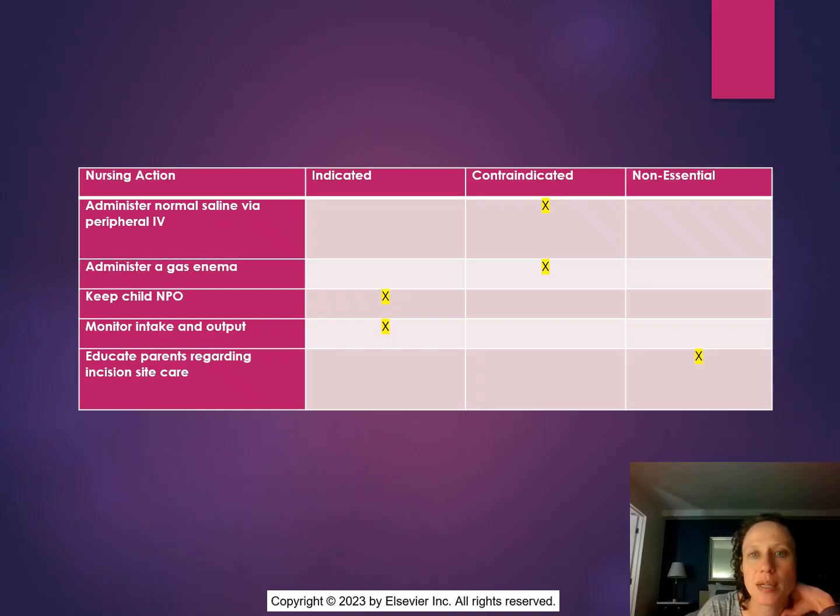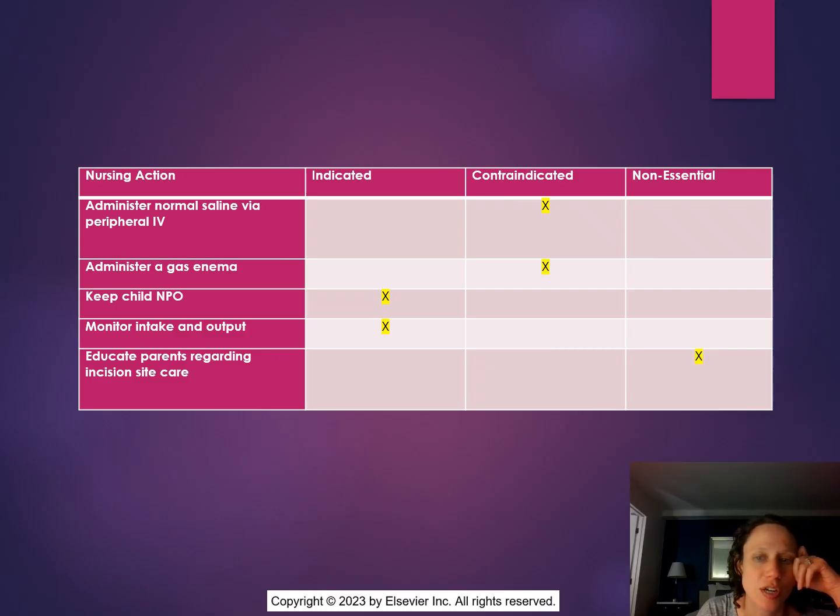And a gas enema is what we do for intussusception, not pyloric stenosis, and that may further damage the GI tract if it's administered, so we're not going to do that. The intake and output should be strictly monitored. So we are going to keep the child NPO due to the likelihood of furthering dehydration and metabolic alkalosis.